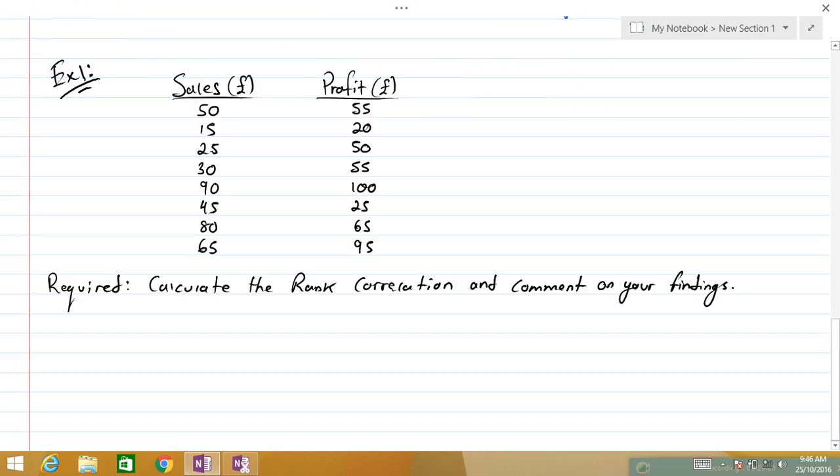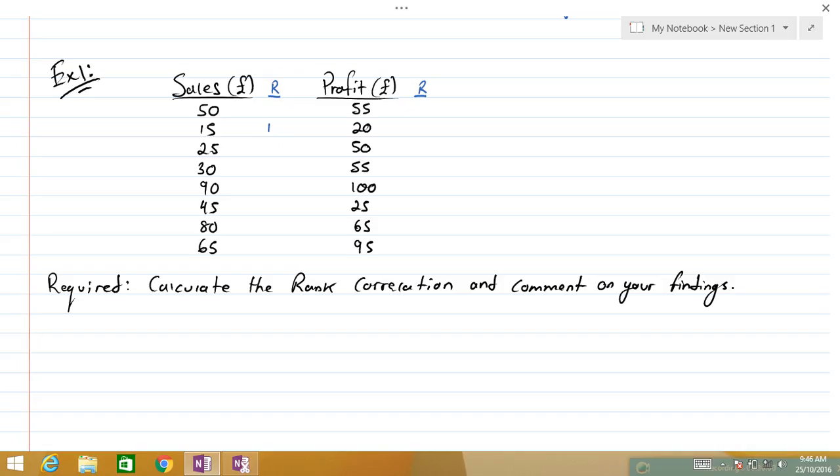Okay, now can we start? Now how do you do the working first for rank correlation? You have to rank both the sales and profit first. That's the working you have to do. What I told you about ranking: you do lowest to highest. So in your sales, what is the lowest value here? 15, so that will be number 1.